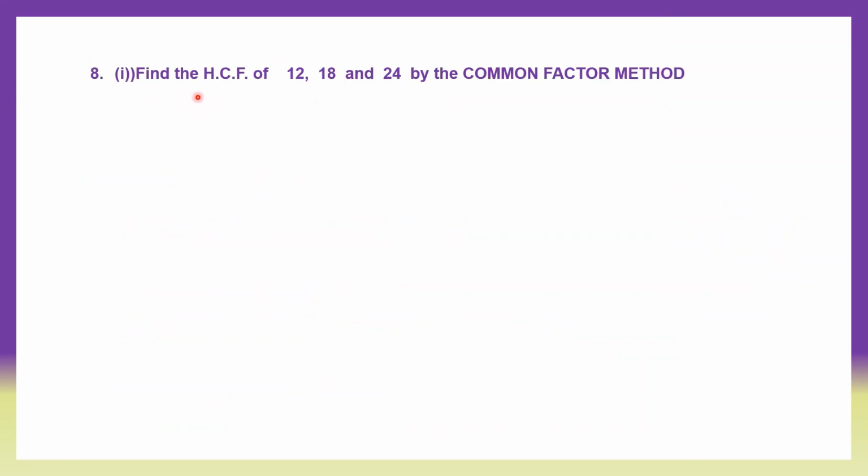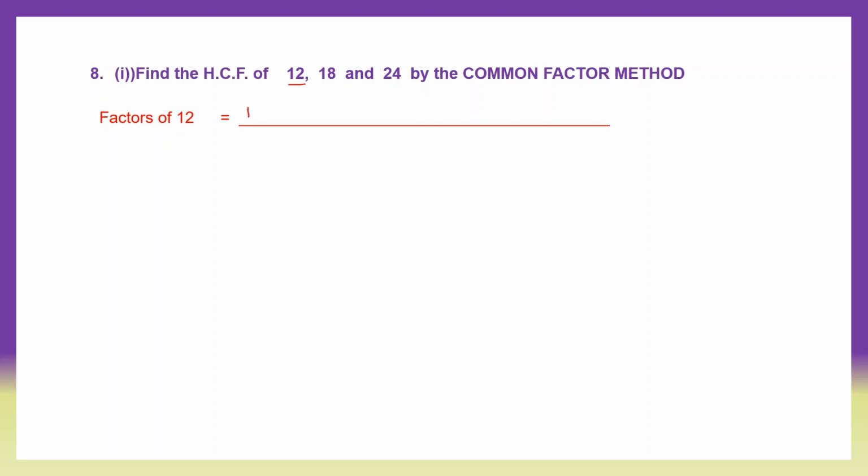Question 8. Find the H.C.F, the highest common factor of 12, 18 and 24 by the common factor method. There are many methods, so be careful to read your question carefully and understand. So the first method that we're going to do is the common factor method. So let's begin. First thing you do is find the factors of 12. Write out all the factors of 12.